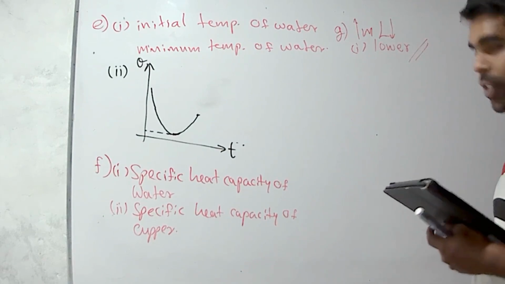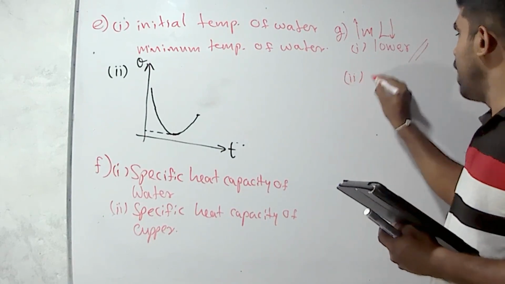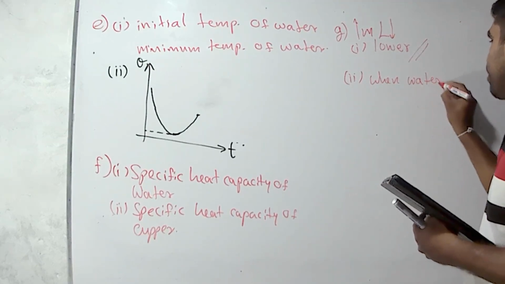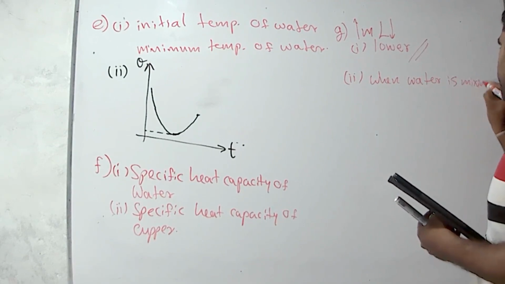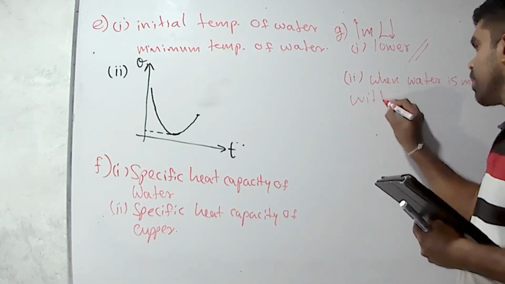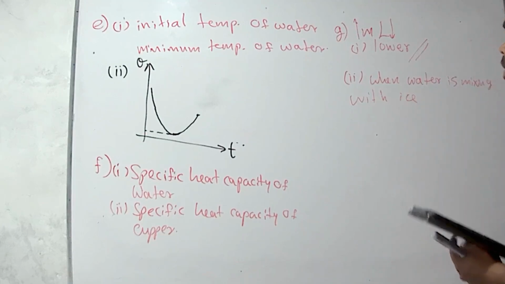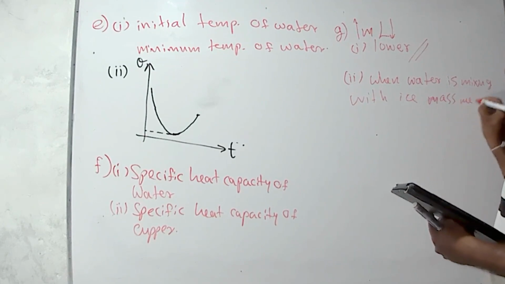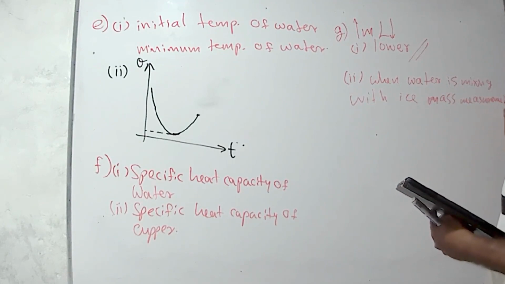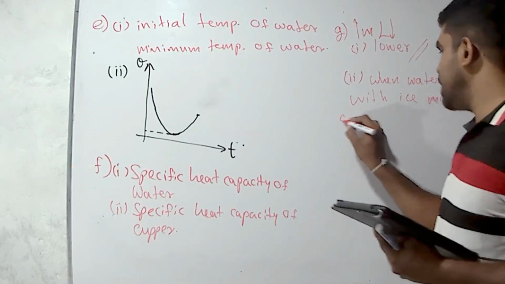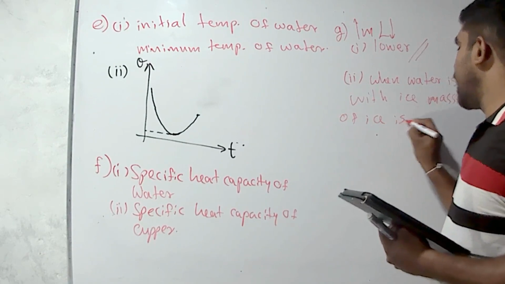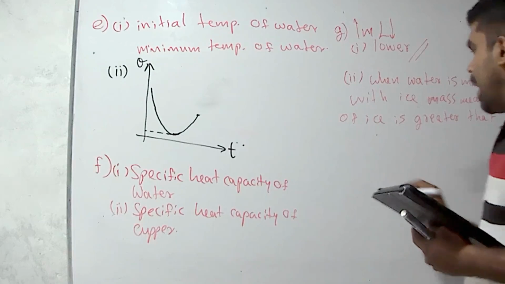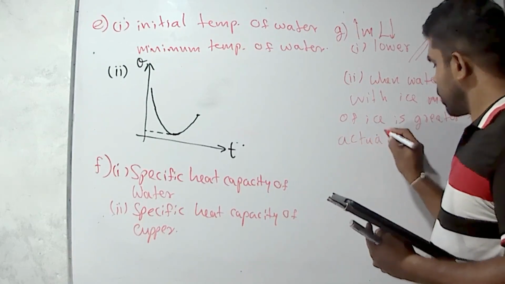Give reasons for your answer. When water is mixing with ice, the mass measurement of ice is greater than the actual ice mass.